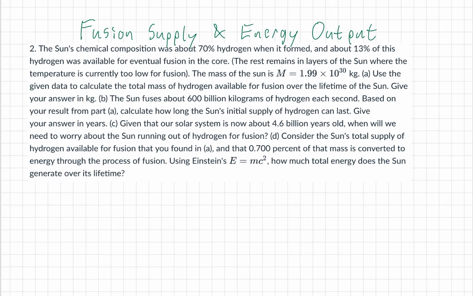Okay, so what goes on in this problem? Well, let's take a look at part A. All right, well, we'll start reading it. The sun's chemical composition was about 70% hydrogen when it formed, and about 13% of this hydrogen was available for eventual fusion in the core. The rest remains in layers in the sun where the temperature is currently too low for fusion.